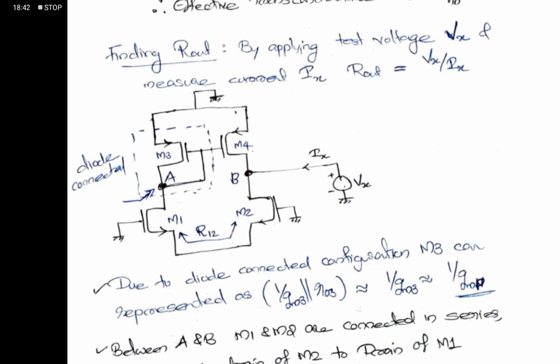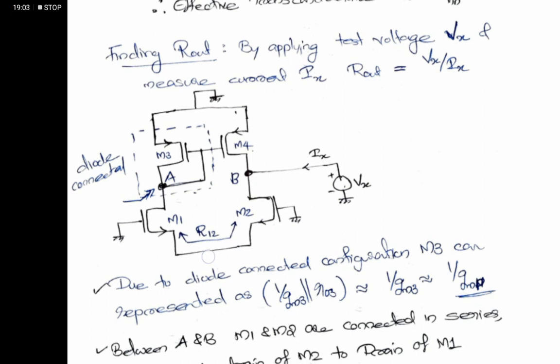To find Rout, we will apply a test voltage at the output side, and we need to find the current Ix. In this analysis, we will short all the inputs to ground. Inputs are grounded and VDD is grounded. All the supplies are grounded, and the current source, we are assuming, is open circuited.